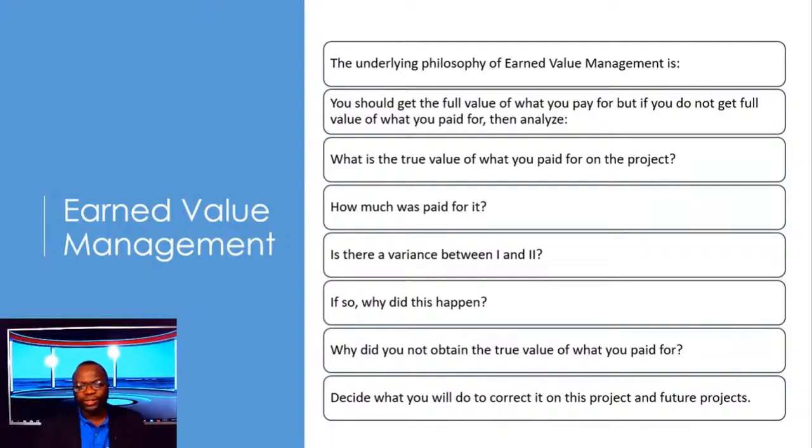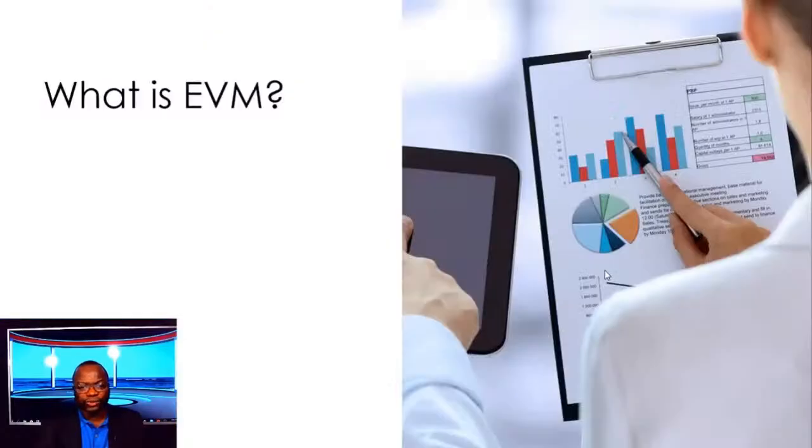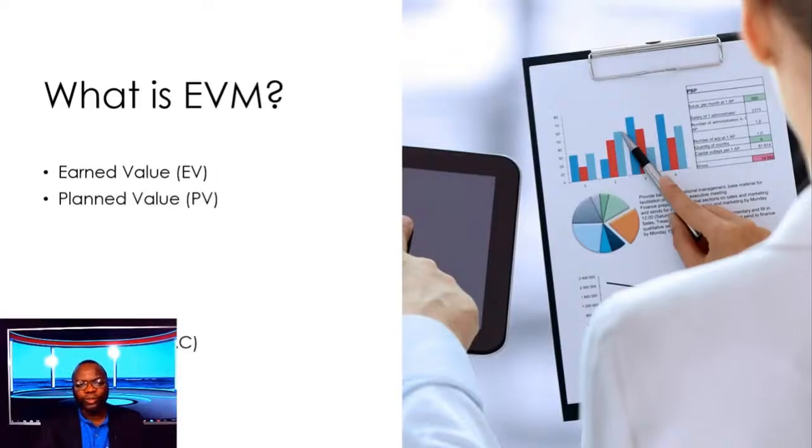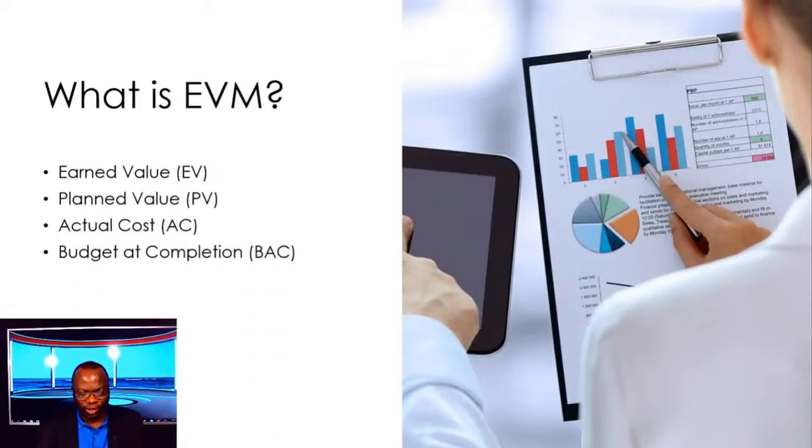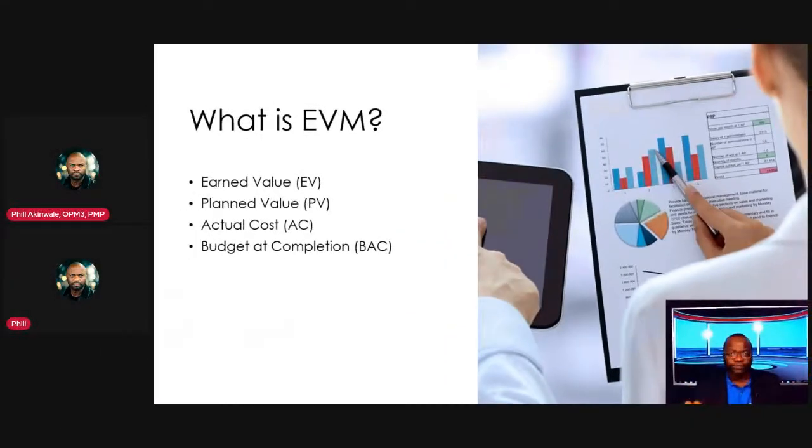The project manager should then decide, how am I going to correct this issue on the project? So what is EVM? When we talk about EVM, we can break it down into these core metrics. Earned value management is all about metrics, and you need to know what the metrics really mean. Earned value is a measure of the work that you have performed. So if you have worked on the project and achieved $5 worth of work, that is your earned value.